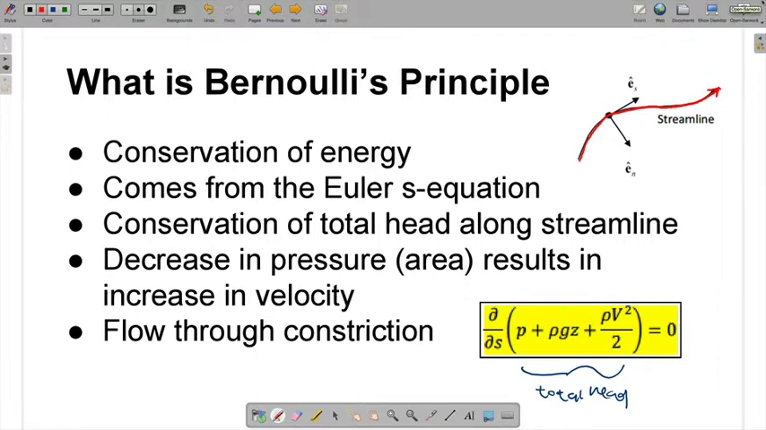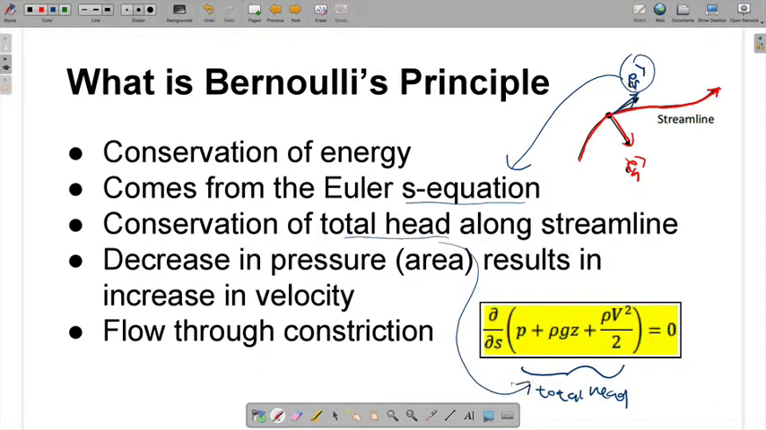There are two directions that we really care about when we see how the fluid is flowing. The first one is the direction that's En hat, and this is perpendicular to the direction of the fluid flow. The other direction is Es hat, and that's the direction of the fluid flow. The S equation, the S implies that we care about the direction along the streamline. What we're saying is that there's going to be a conservation of the total head, these components right here, as you move along the streamline.